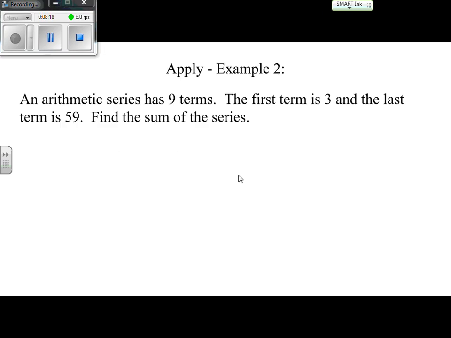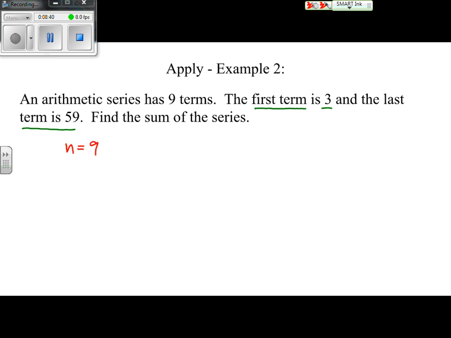All right, moving on to our second example. We have an arithmetic series that has 9 terms. The first term is 3, and the last term is 59. So the first term is 3, last term is 59. So we can actually notate that. We know we have 9 terms, so our n is essentially going to be 9.